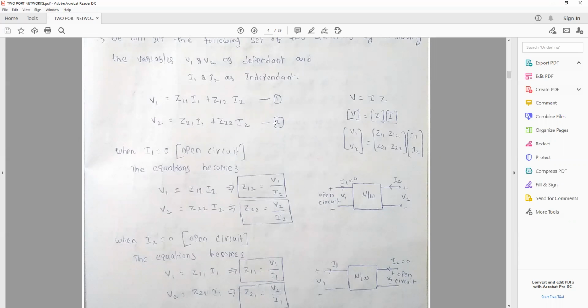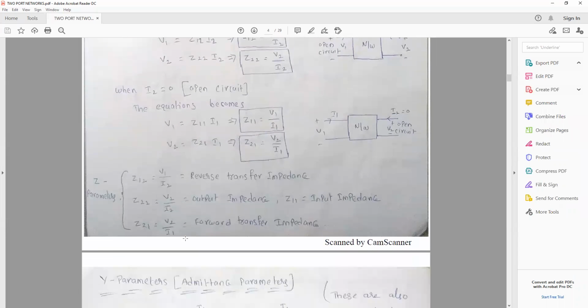రైట్. సిమిలర్లీ అలాగే I2 0 చేయండి. సో ద ఈక్వేషన్ V1 is equal to Z11 I1. అలాగే I2 0 చేస్తే V2 is equal to Z21 I1. సో ఫ్రమ్ ది ఈక్వేషన్ Z21 is equal to V2 by I1 అనమాట.